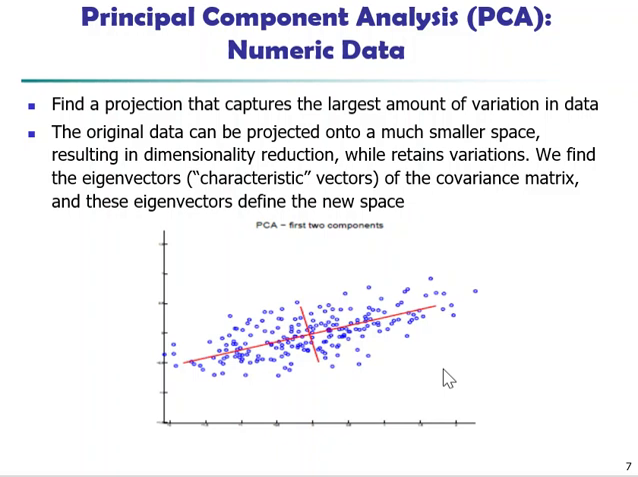So when we observe this data, we can see that along this x-axis, the data has a lot of variation. So we have the data range from here all the way to here. And the y-axis, the second dimension, it seems like the variation is smaller. It only ranges from here up to here.